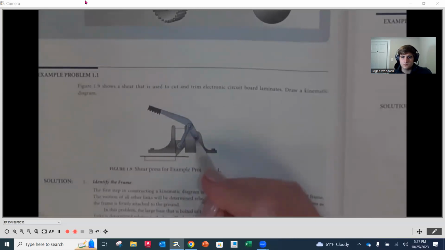So this is our frame right here. Then we have our first link. Our first link is going to be attached to that frame member, and it's going to be this handle right here.